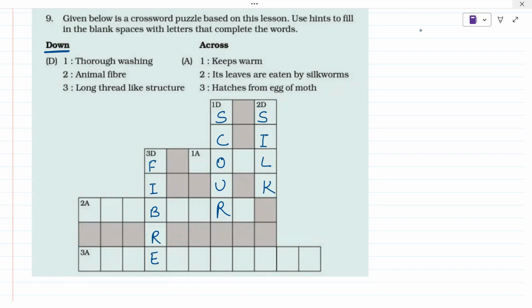Now, across. First one is keeps warm. We know that wool keeps us warm. So we will write here wool. Second, its leaves are eaten by silkworm. We all know that mulberry is the tree, is the plant, and the leaves of mulberry are eaten by silkworm. So we will write mulberry.